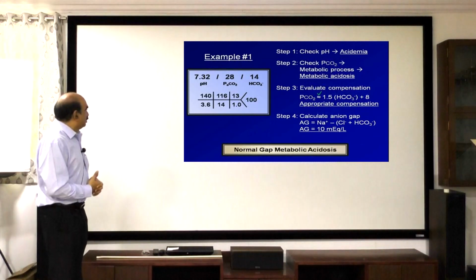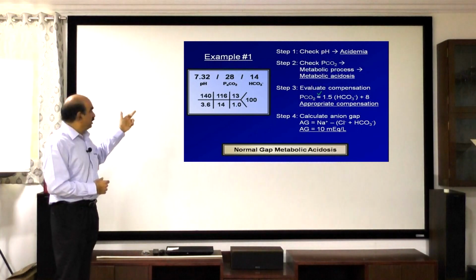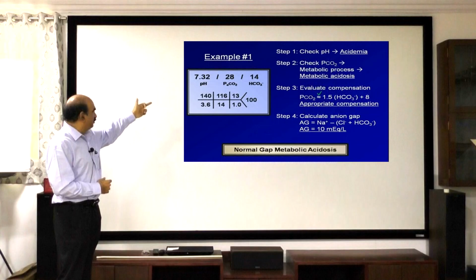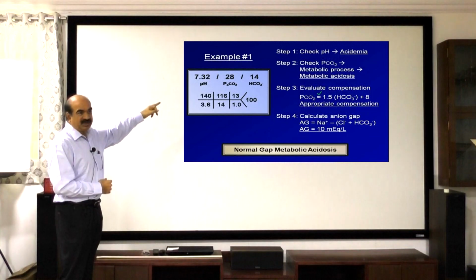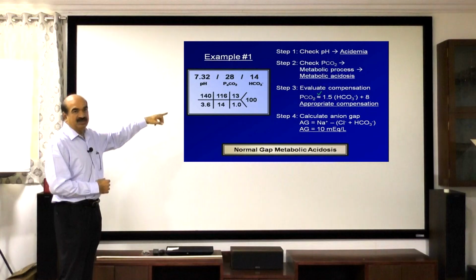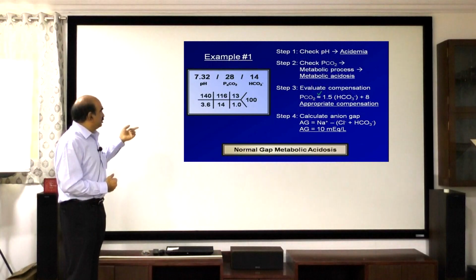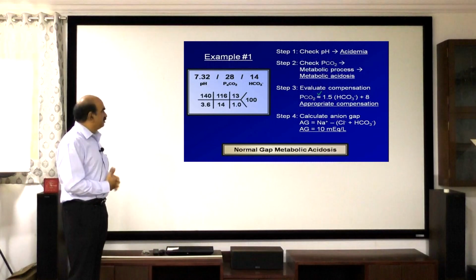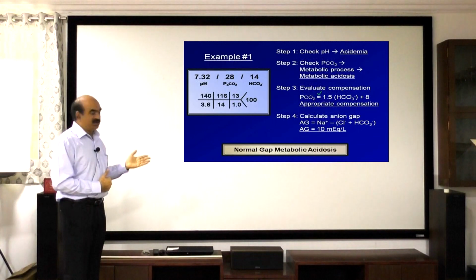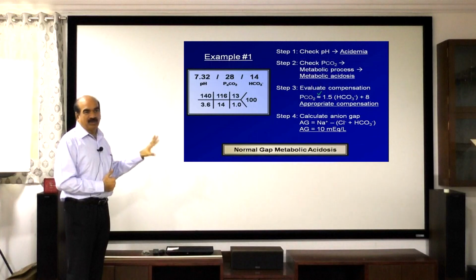What is the anion gap? 140 minus the sodium and potassium. 140 sodium, 3.6 potassium, 116, 14 is chloride and bicarbonate. 13, 1 is urea and creatinine. 100 is glucose. So 140 minus 116 plus 14 is 130. 140 minus 130 is 10. So it is normal gap metabolic acidosis.